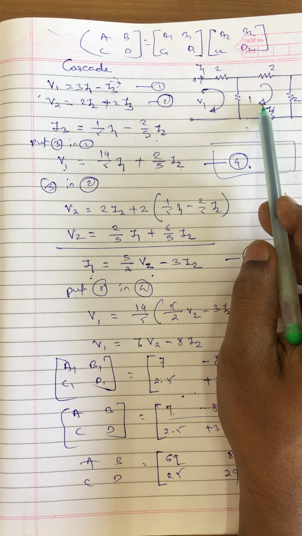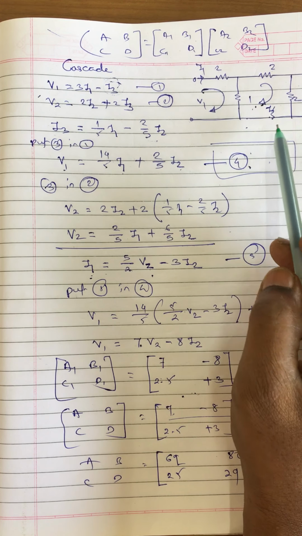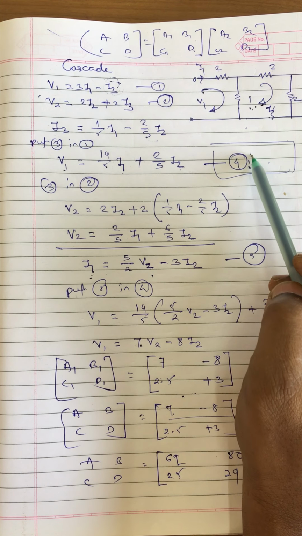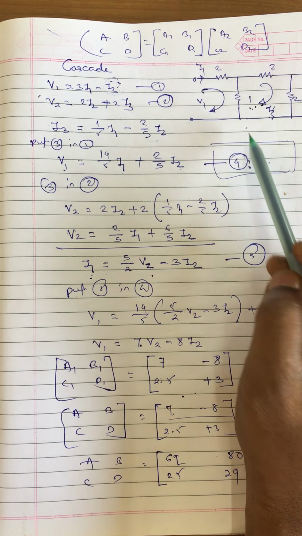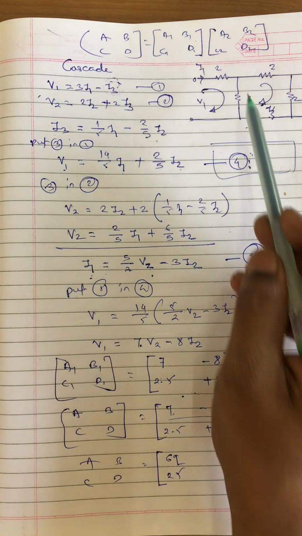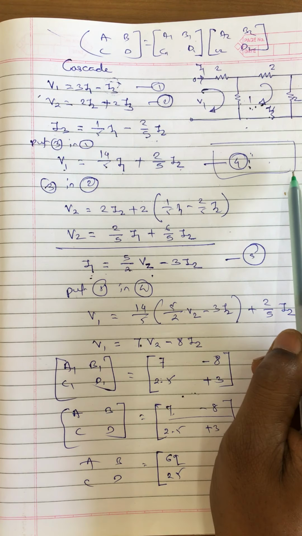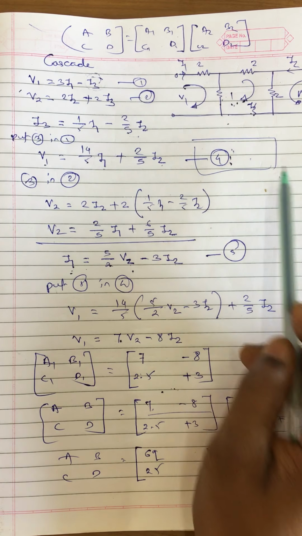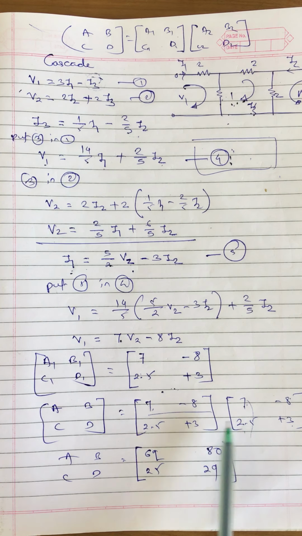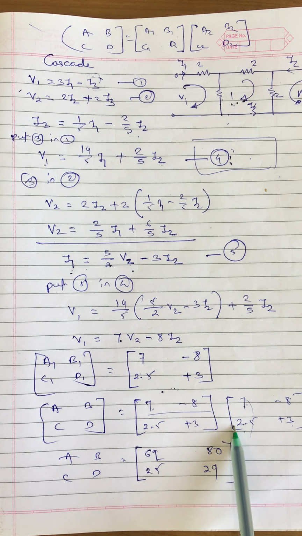Though you look here at one network, actually there are two cascaded networks. If the other network is not identical, then what will you have to do? First find the ABCD parameters for this network, then find the ABCD parameters for the other network, and then multiply the two. Here the two networks are identical, hence these two matrices are the same. If they are not identical, then it will be different.